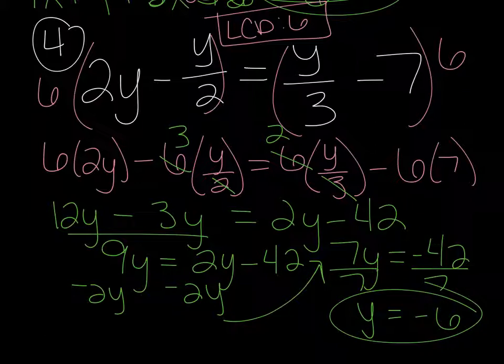The least common denominator should have been 6. And once you multiply everything by 6 and cancel out all your denominators, you should have ended up with 12y minus 3y equals 2y minus 42. Simplify both sides, get all your variables together. You should have gotten -6. Any questions on this one?